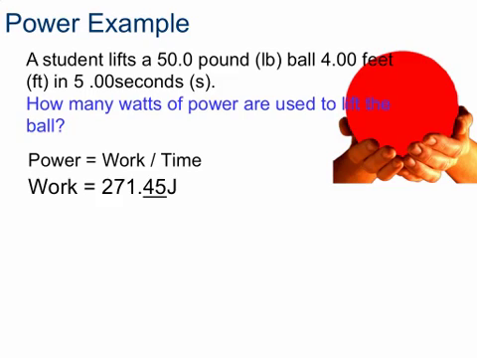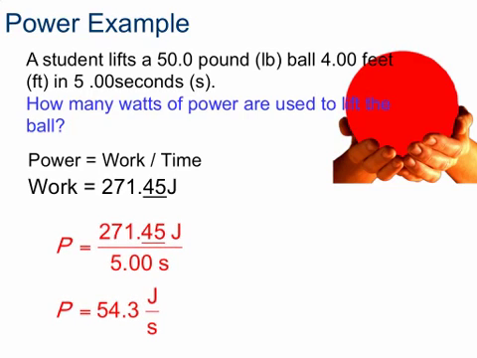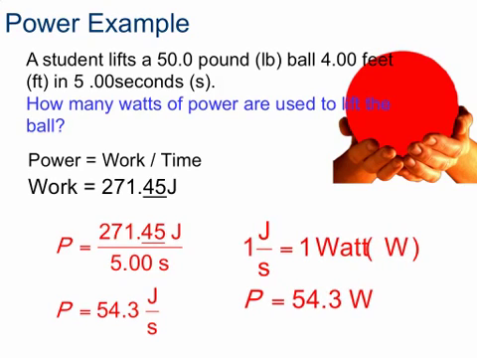All right, so here we're back to this 50-pound ball that we kind of just left sit there after a while. We said we did this in 5 seconds. We knew our work from before was 271 joules. Well, if we did it in 5 seconds, then our power is 54.3 joules per second, or what? Watts. Okay.